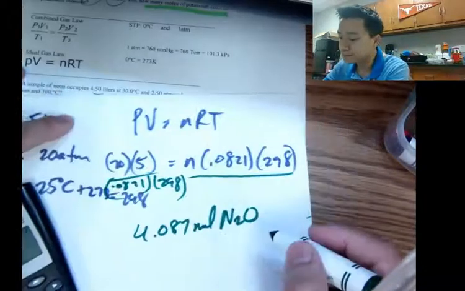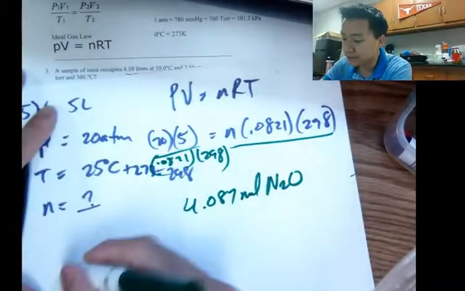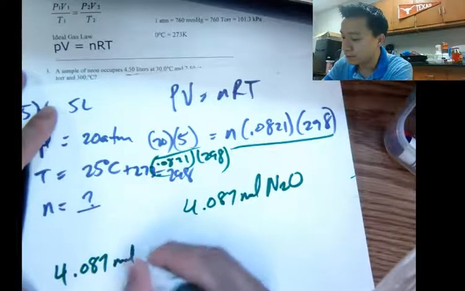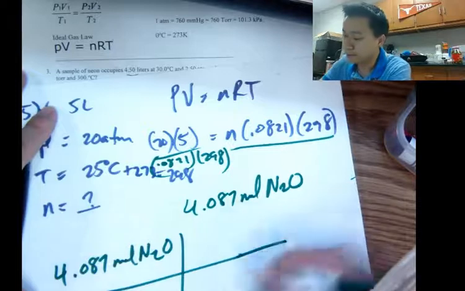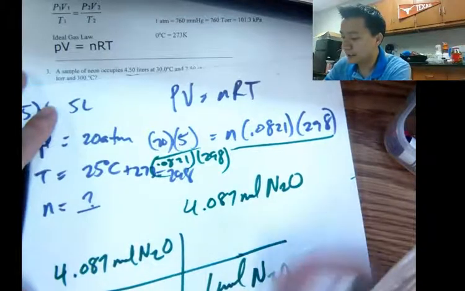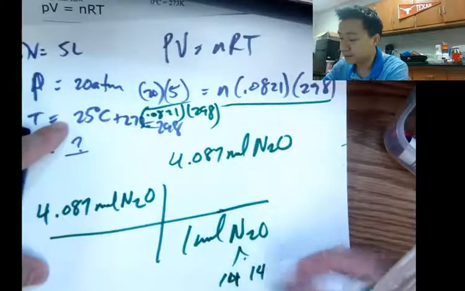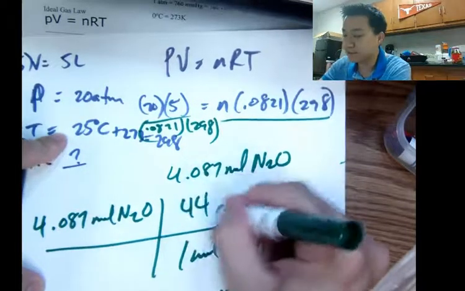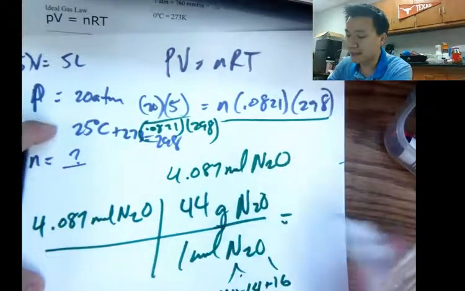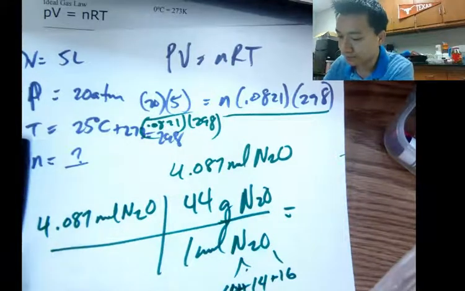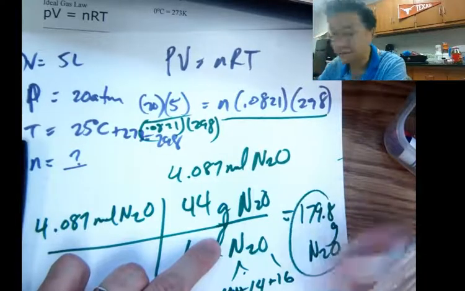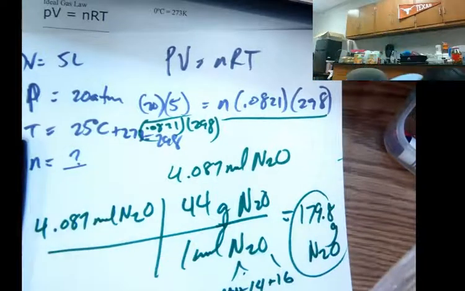Okay? So with that mole, you need to change it to grams. It's asking for grams. 4.087 moles of N2O times 44 grams per 1 mole of N2O. N2 is 14, 14, and then 16. 44 grams of N2O. And multiply that, you'll get your answer. Should be 179.8 grams of N2O. How cool is that?